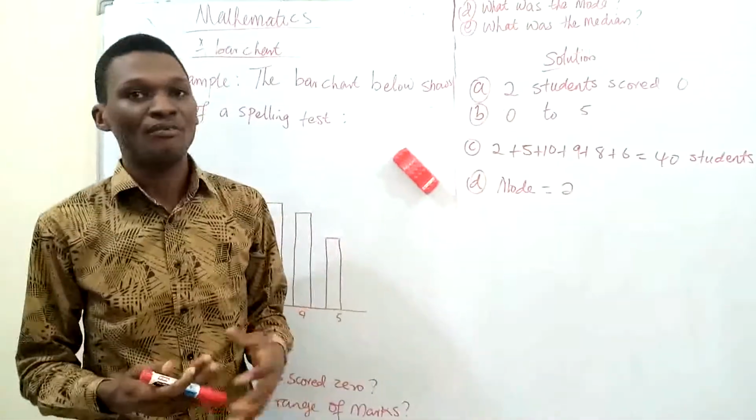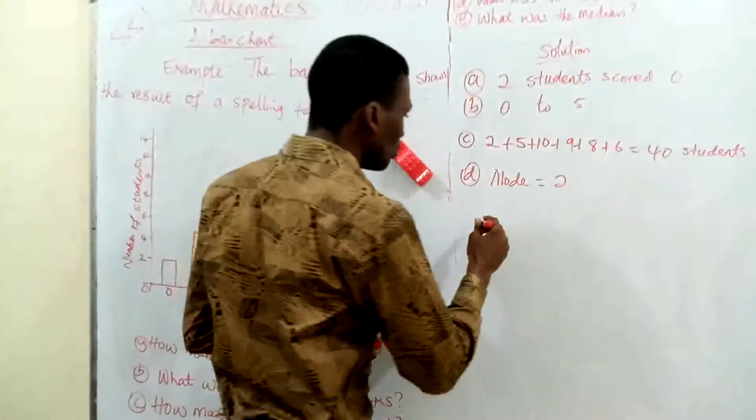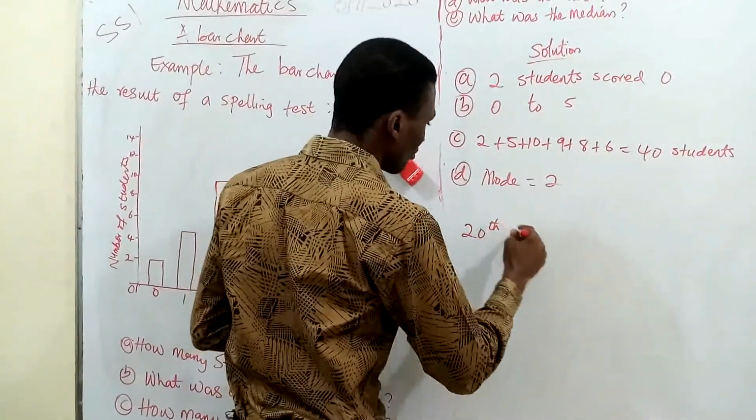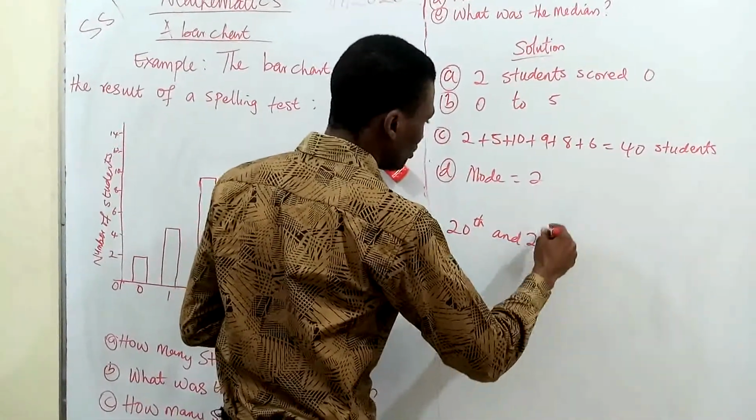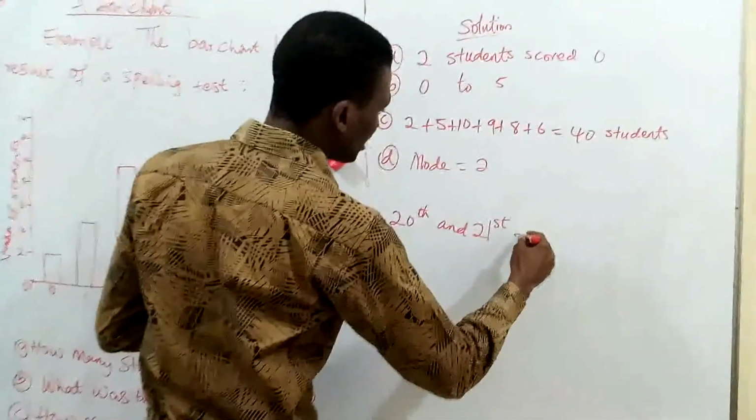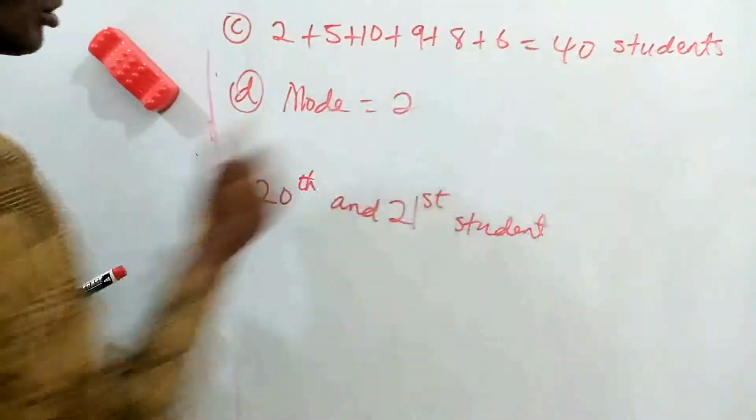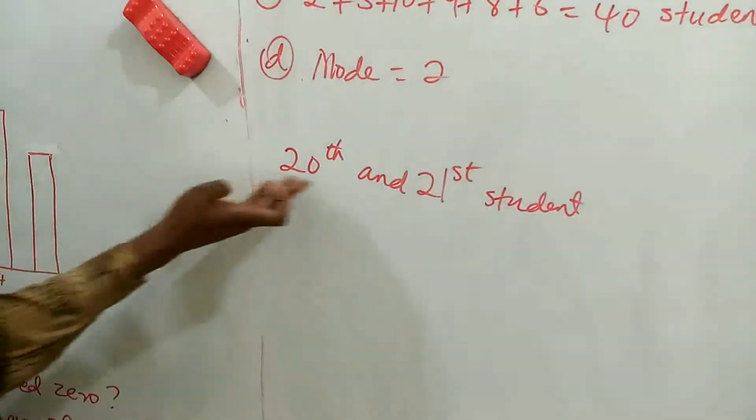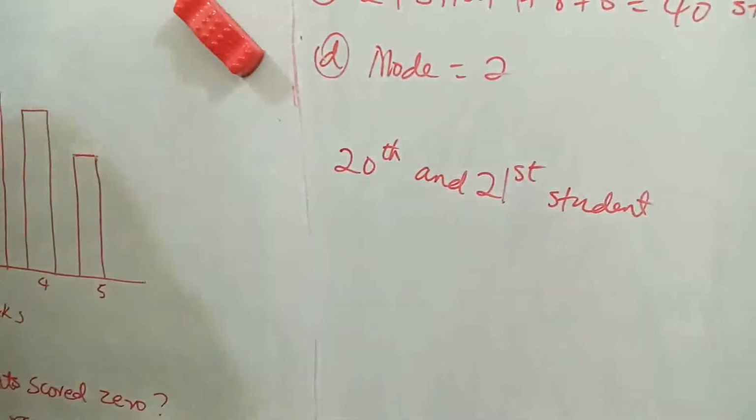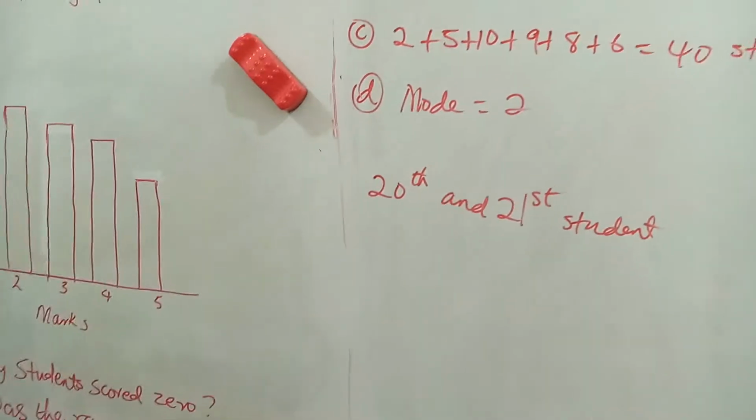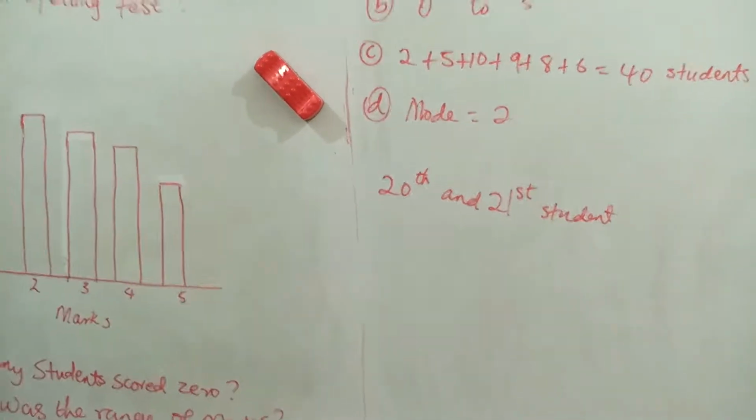The middle of 40 lies between the 20th and the 21st student. That's where the middle number lies. If you have 40 students, the middle number is between 20 and 21. So how do we get the median now? We say we have 40 students.